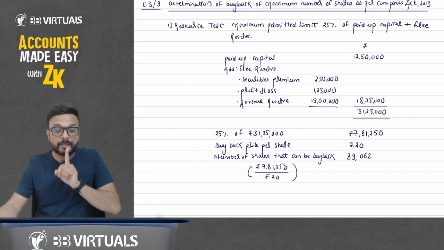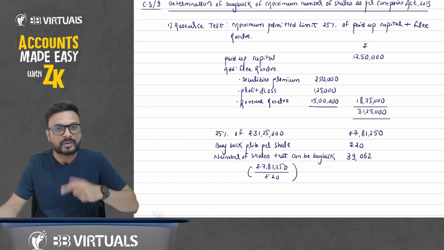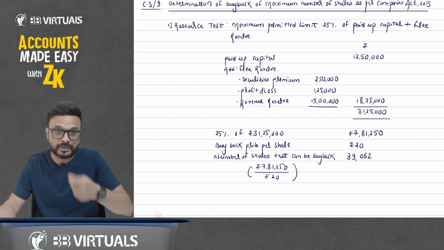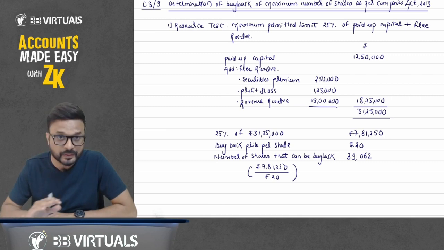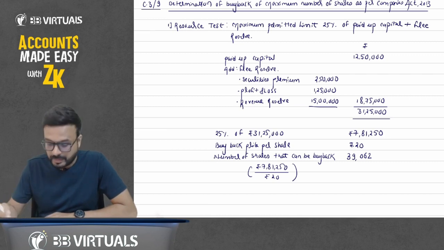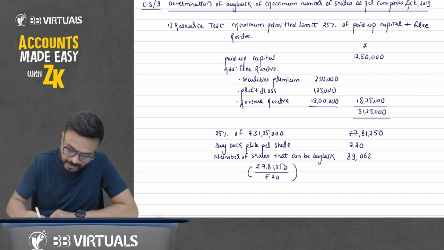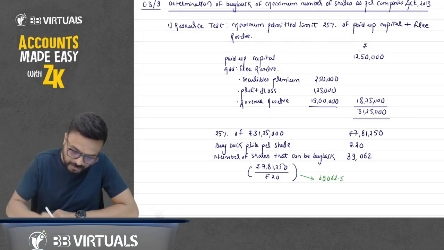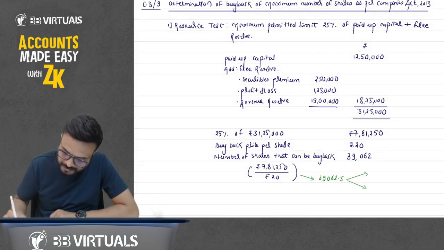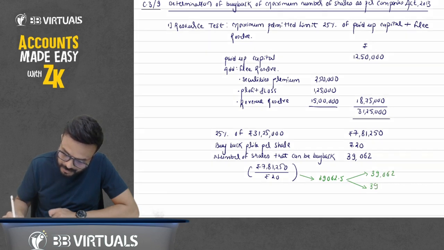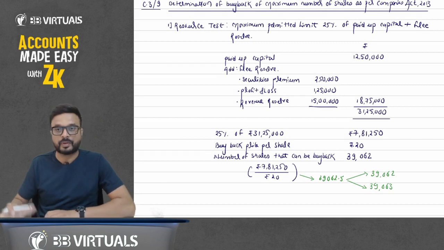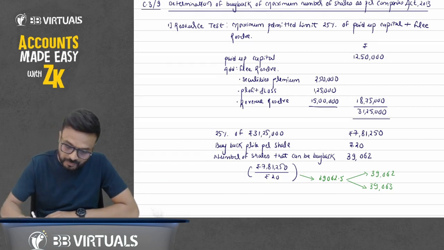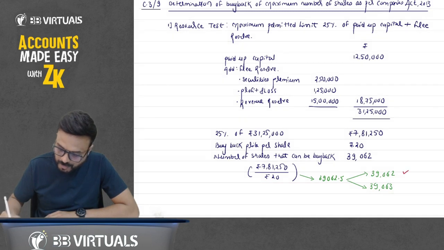First of all, it is the number of shares. This is not an amount, so don't round it off. Some of you may say that actually, sir, it is coming 39,062.5. So which is correct? Can I say 39,062, or can I round it off to 39,063? Here the first one is correct. Don't round it off to 63.